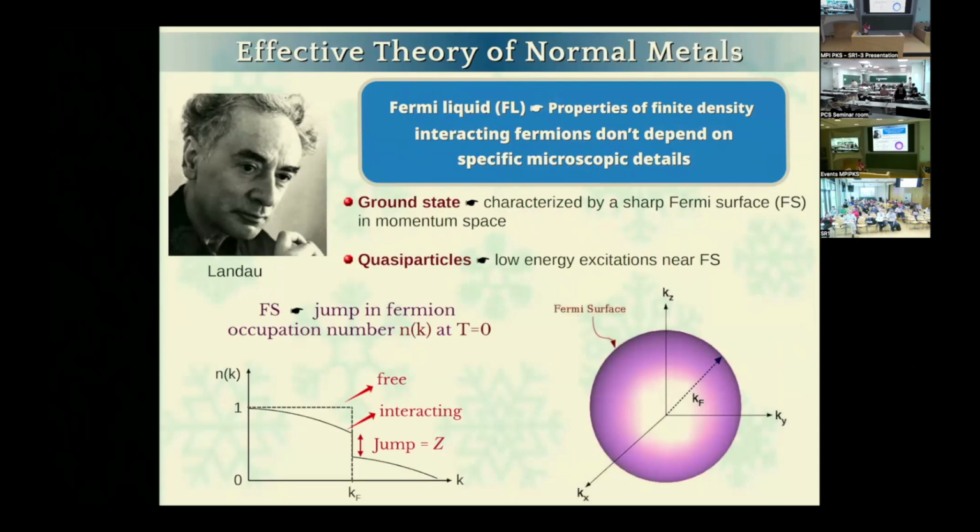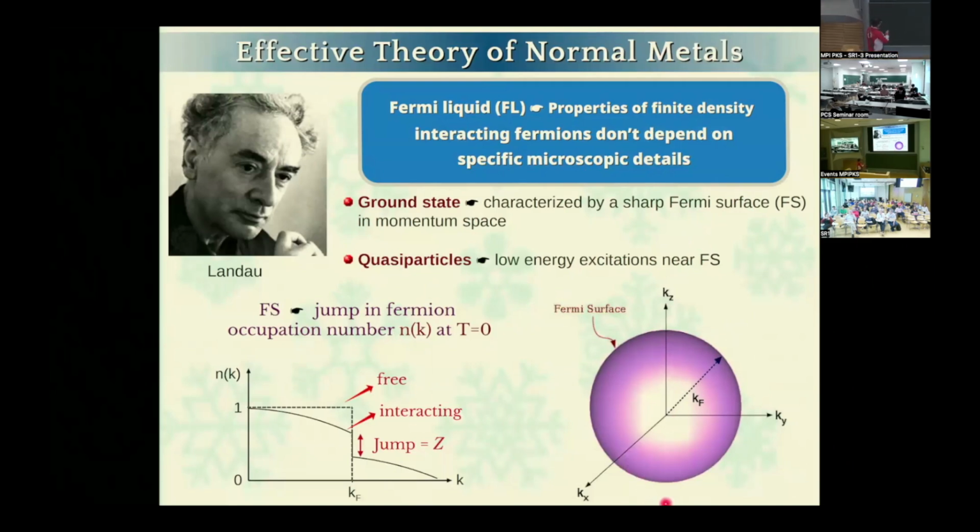First, we have the ground state, which is characterized by a sharp Fermi surface in momentum space. And then on top of the ground state, the low energy excitations come in the form of what we call quasi-particle excitations. Schematically, if we take a three-dimensional isotropic system, the Fermi surface is like the surface of this sphere. Mathematically, the Fermi surface is the jump in the fermion occupation number n of k at zero temperature. This definition works both for free and interacting electron systems.